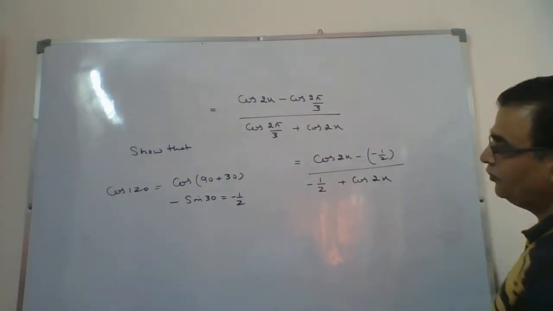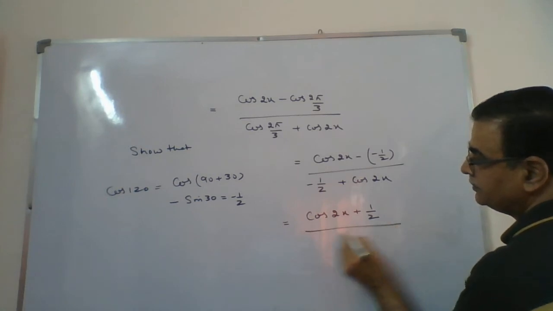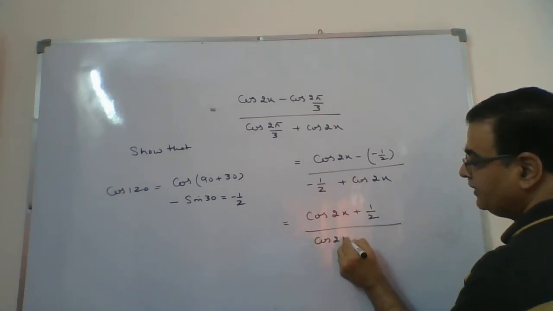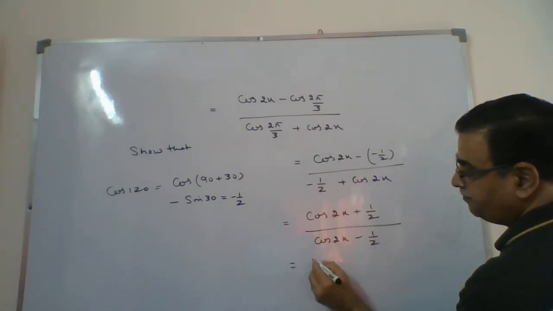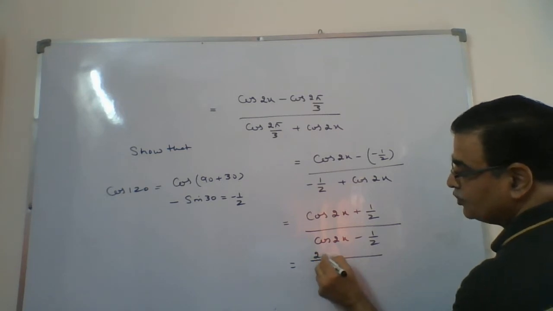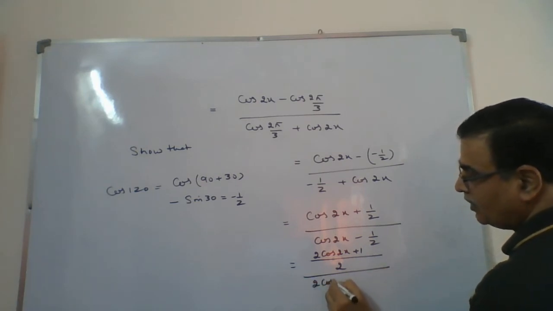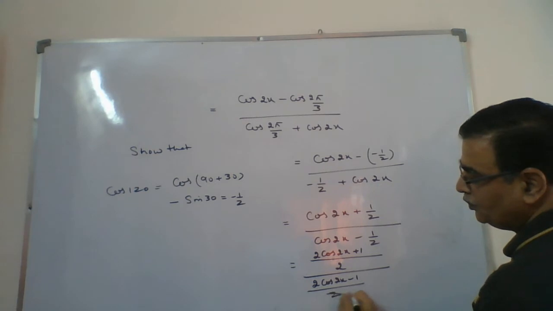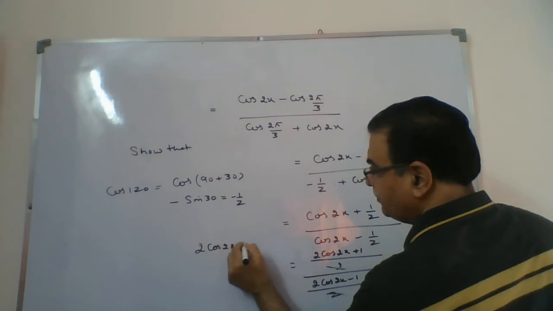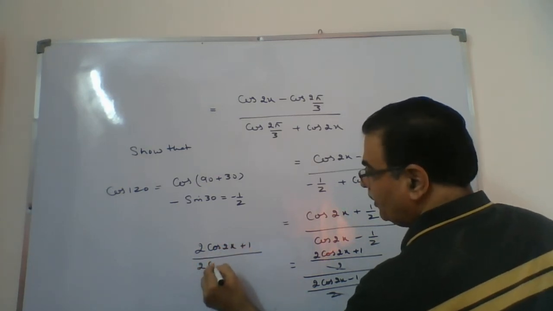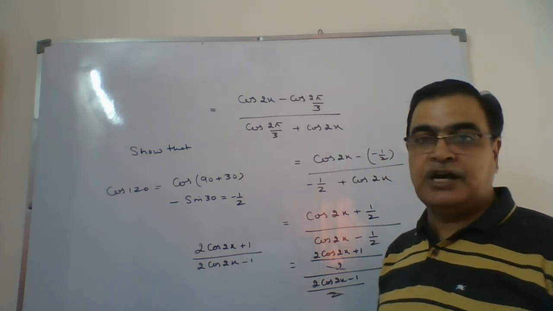And now it is very simple to solve. It will come out to be cos 2x plus 1/2 in the numerator, and cos 2x minus 1/2 in the denominator. Now when you solve it, take the LCM, so it will be 2 times. So 2 cos 2x plus 1, same way here it will be 2 cos 2x minus 1 over 2. The 2 and 2 get cancelled out. You will get your answer (2 cos 2x plus 1)/(2 cos 2x minus 1). This is the question we have proved.